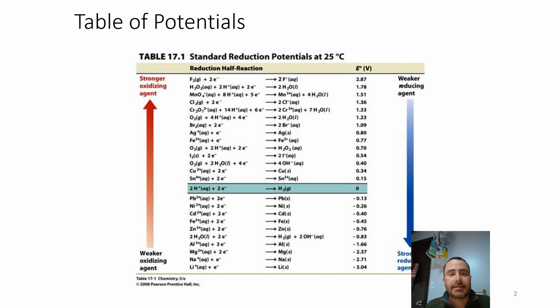Remember that oxidizing agents are shown on the reactant side as well, and they increase as we go up the table, or become less and less negative, or more and more positive. And on the product side, or the right-hand side, we have our reducing agents, and they become stronger and stronger as we go down, as our reduction potentials become more and more negative.